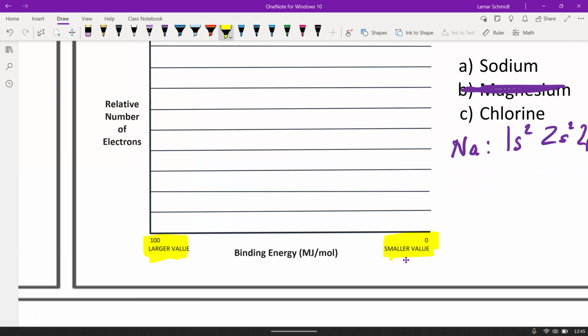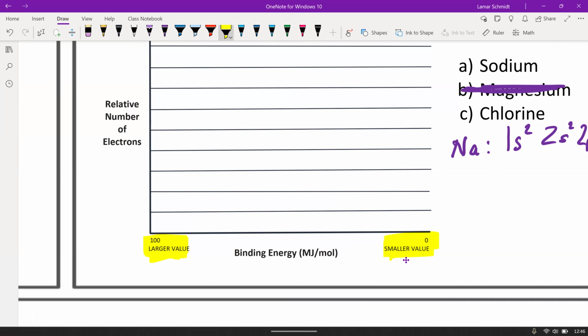Now, you don't see that on every PES there is. If you Google PES, you might not see that. But at least for your AP testing, it's going to look like this. This is not abnormal. It's not just AP that does it, but when they test you, those that have the higher binding energy are going to be on the left, and the smaller values for binding energy are going to be on the right.